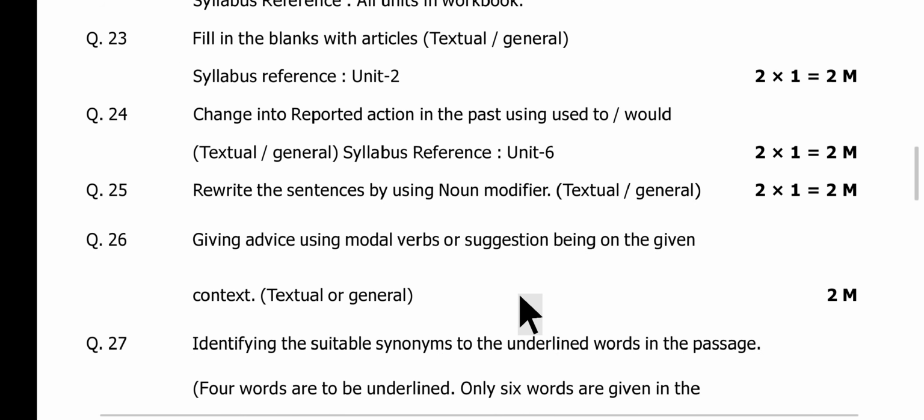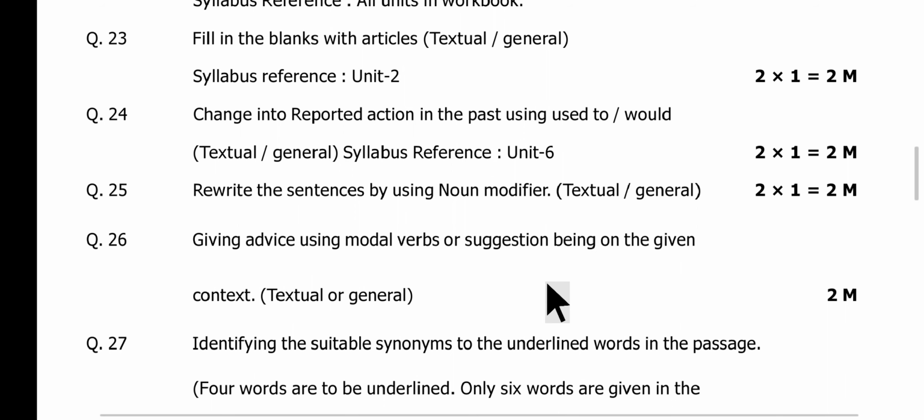Now question number 25, rewrite the sentences using noun modifier. It can be textual or general. So this is the newly released grammar item. We have to study this elaborately, and we will also do a small video on this noun modifier as a grammar topic. Question number 26, giving advice.